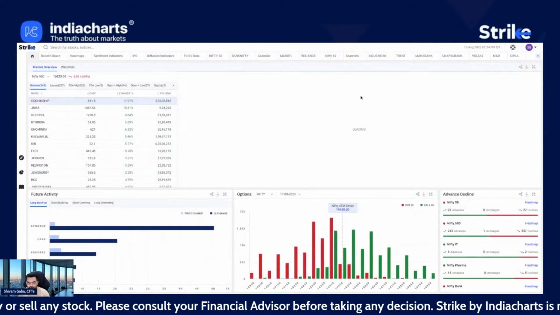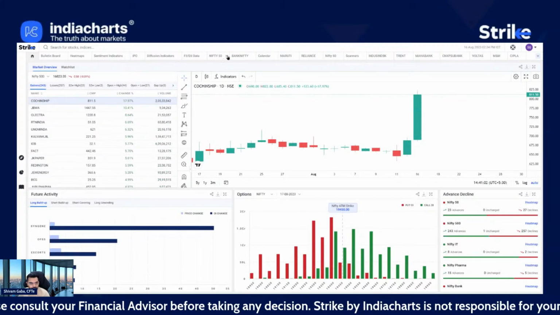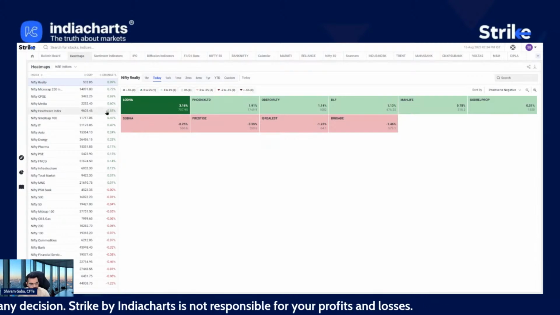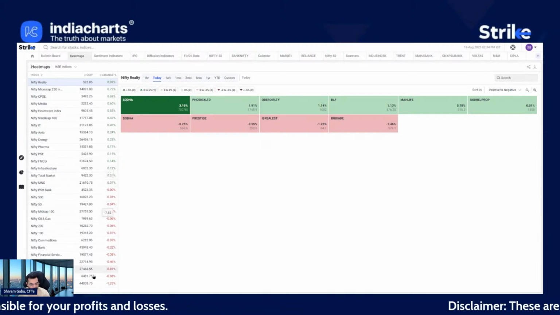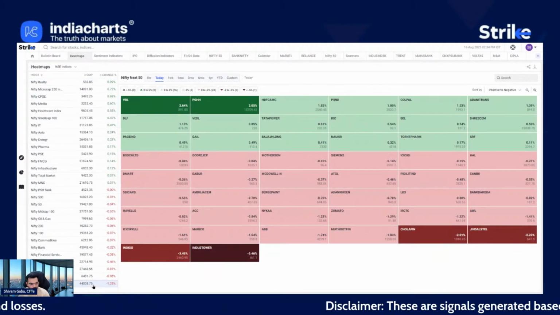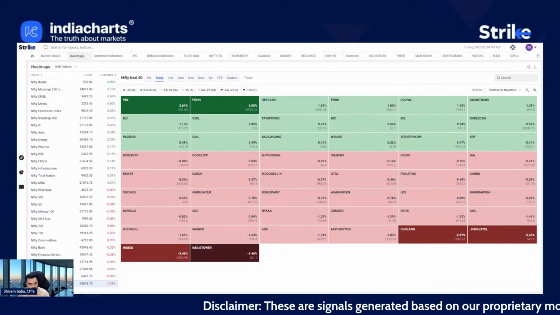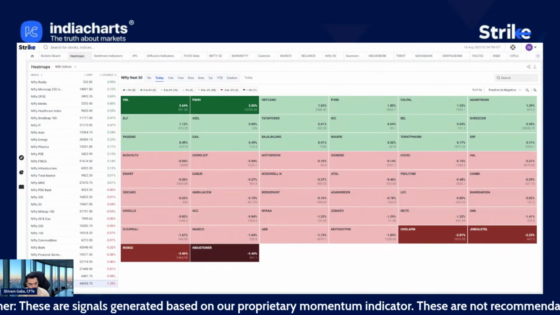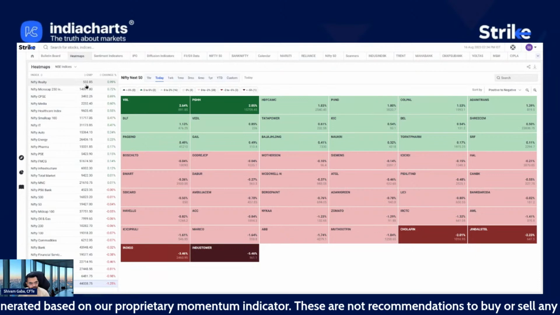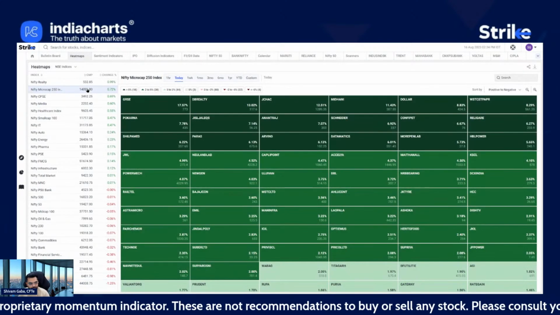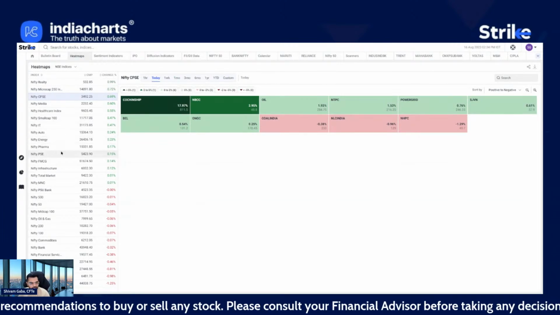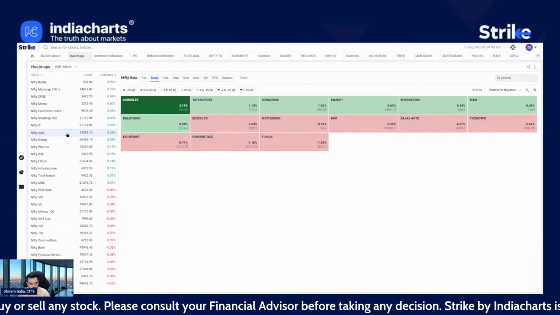So let us go to today's heat map and see from where the action is coming. I'm seeing Nifty Realty at the top and Nifty Next 50 at the bottom, surprisingly. Next 50 means basically the 50 stocks after Nifty 50. So action is quite subdued in the large caps, but in the small caps you can see the microcap index is second. The PSE index, which is the public sector enterprises, is third. Even IT and auto are positive as well.